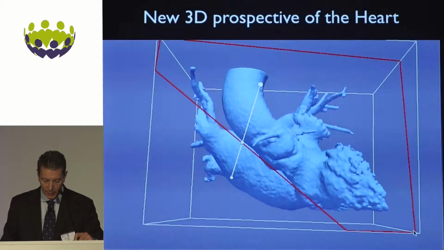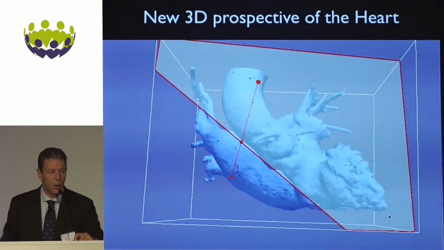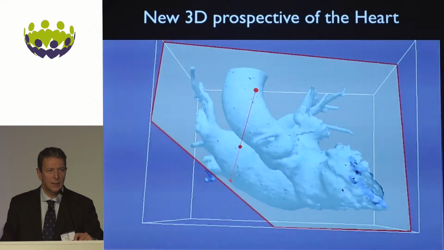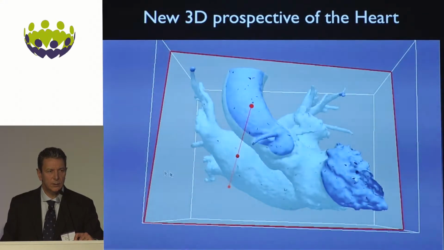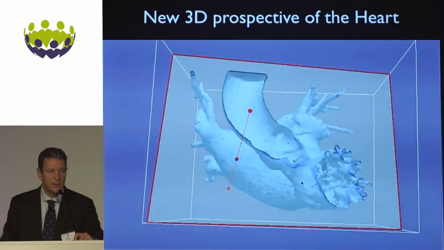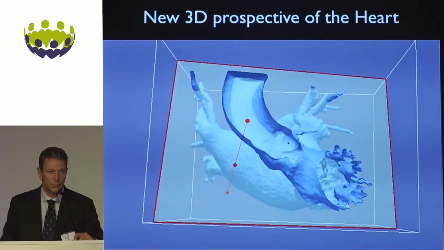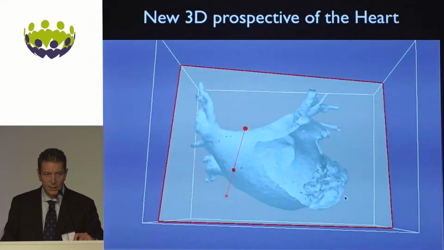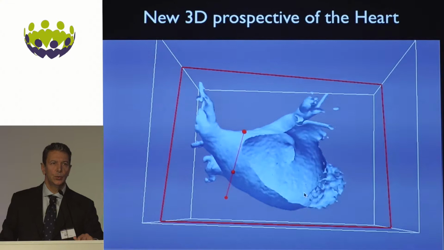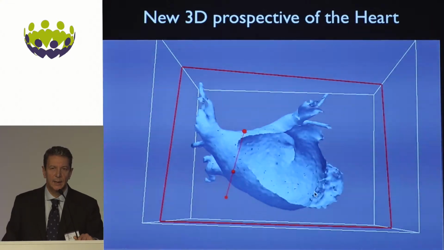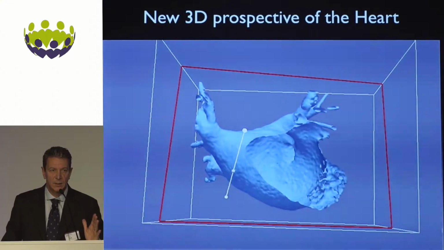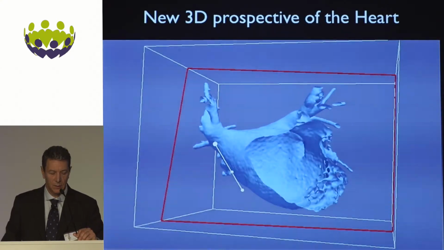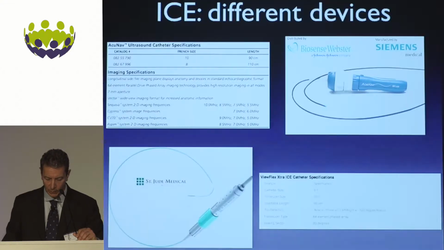But probably the more complex step is to rebuild in our mind a 3D complex structure like the heart, starting from a 2D view. This is a concept common to the TEE. In the next slides, I will try to show you my experience with the ICE and several steps that could be helpful to use the ICE for the LAA closure procedure.